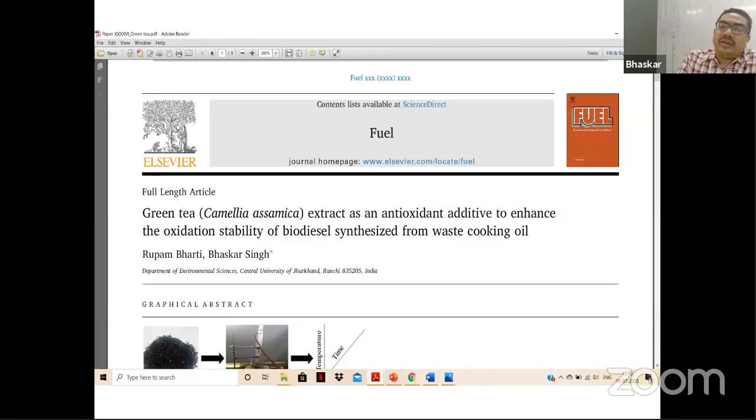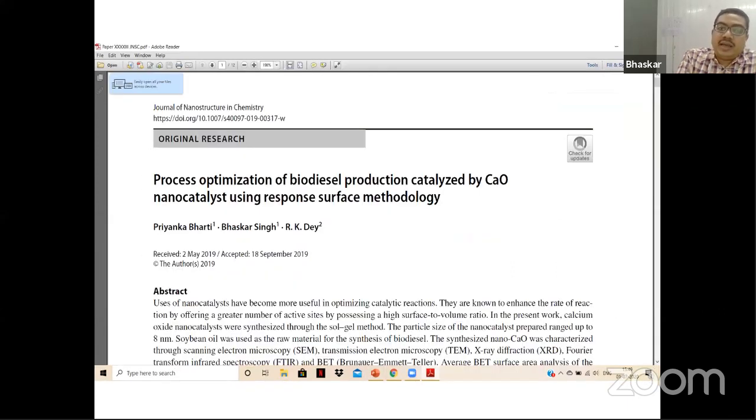Then we have tried to use the extract of green tea to enhance the oxidation stability of biodiesel, which we have produced from waste cooking oil. And then we have tried to synthesize calcium oxide in nano form using the sol-gel method, because nano catalysts offer a better, high surface area and high porosity. So somehow we have tried to use waste materials, or enhance the catalytic activity, so that we get a biodiesel which is better in terms of its marketability.